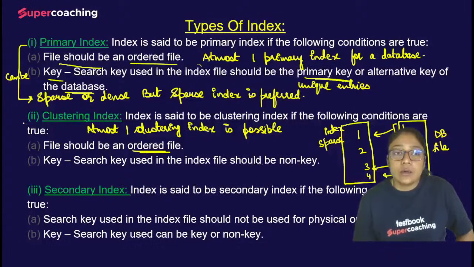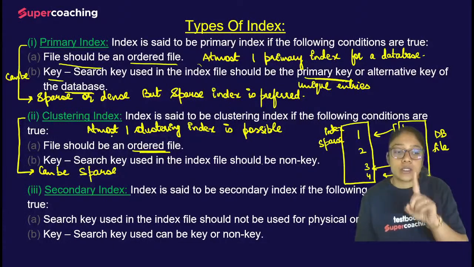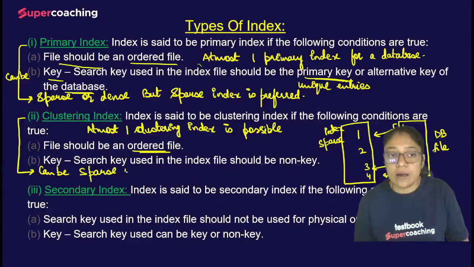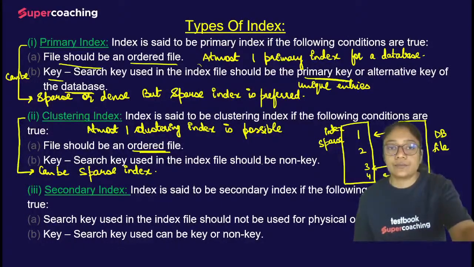Okay. And what type of index will we be using here? Clustering index is only the sparse index, because for a group of entries, we are just taking one entry in the index file. It's the sparse index. Next one is the secondary index.